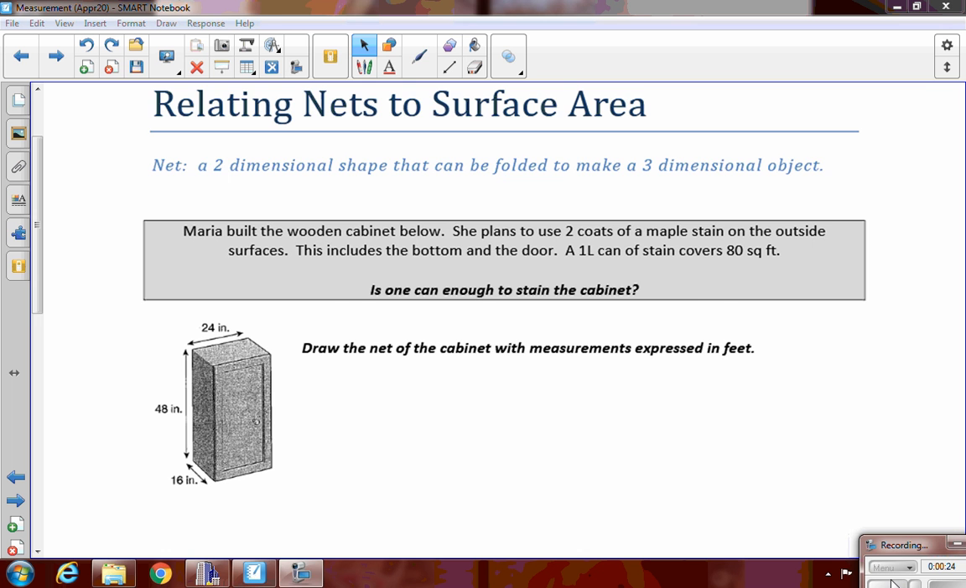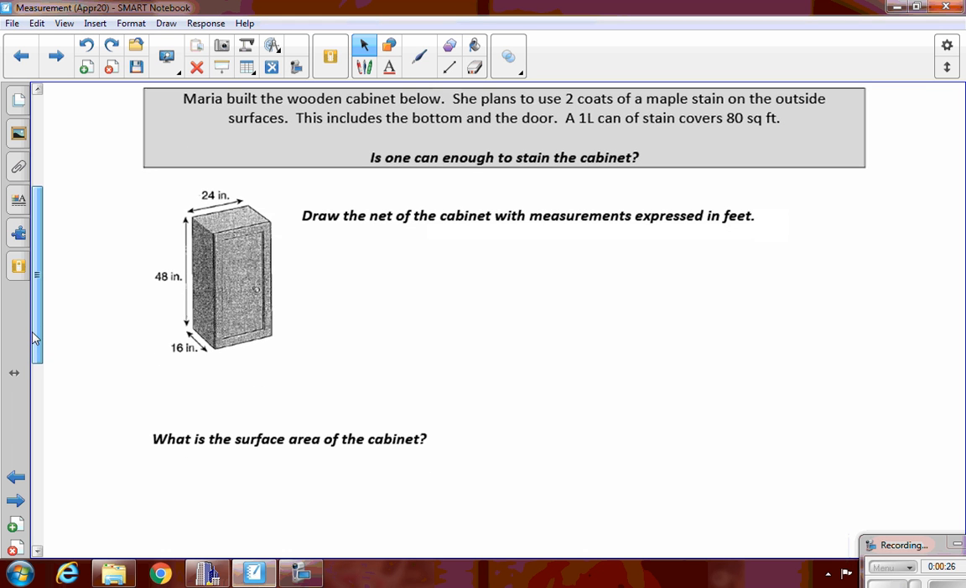Now we have this question down here that's saying Maria built the wooden cabinet below. She plans to use 2 coats of stain on the outside of the surfaces. This includes the bottom and the door. 1 liter of stain covers 80 square feet. Is 1 can enough to stain the cabinet? So this breaks it up in some pieces for us so we can find A, the surface area, and then see if the actual amount of paint or stain is enough.